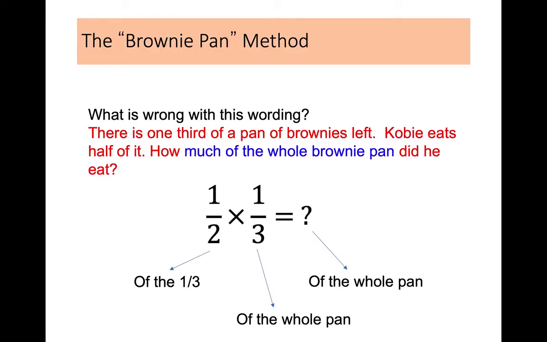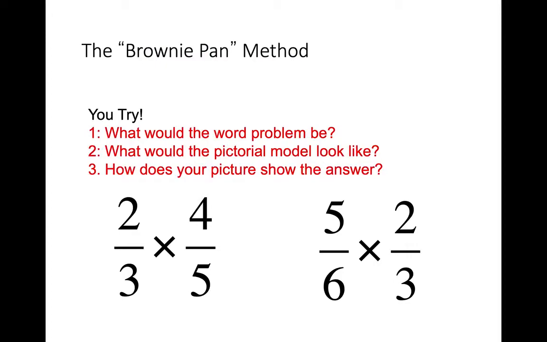Because that answer has to be of the same whole, it's important that the final question says, how much of the whole brownie pan did he eat? We need to word it carefully to make sure it matches. Again, here we see on the screen that the second fraction and the answer are both of a whole pan of brownies. But the first fraction, the 1/2, is just how much of the 1/3 that he actually had. So that's how the meaning works there.